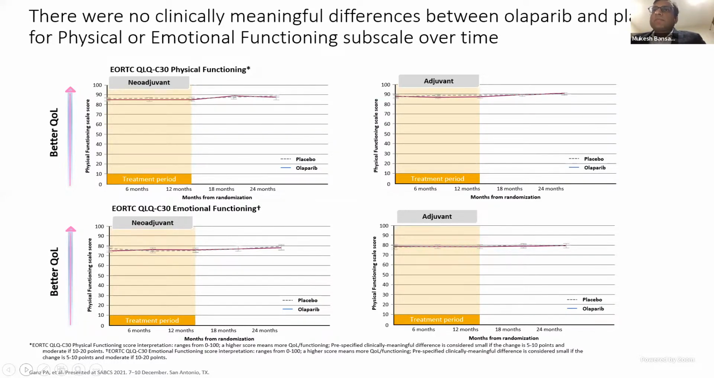There were no clinically meaningful differences between olaparib and placebo for physical or emotional functioning subscale over time. Next slide.